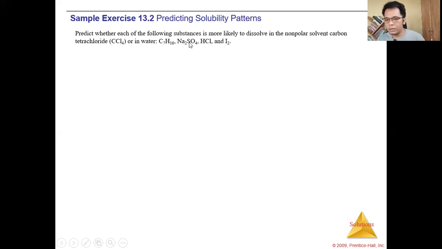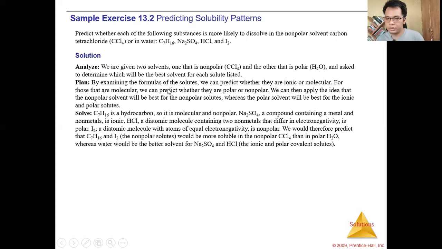Now, itong dalawang to, sodium sulfate and hydrochloric acid, actually, this one is a pang ionic compounds yan. And they didn't dissolve in non-polar solvent, carbon tetrachloride, rather in water. So this one here is insoluble with the non-polar solvent carbon tetrachloride. And then this one here is I2, it is a dispersion force. So it is soluble in the carbon tetrachloride. So these are the answers.